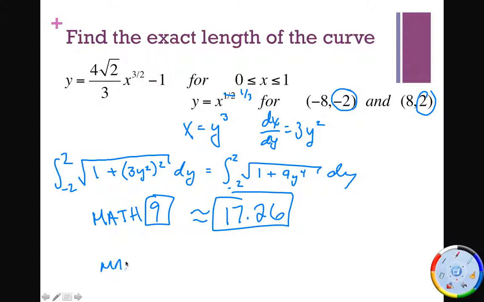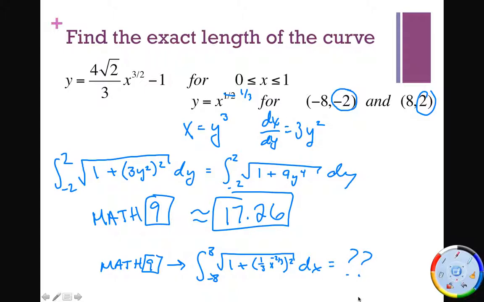What if you were to do Math 9 for this statement, going from negative 8 to 8 of the square root of 1 plus 1 third x to the negative 2 thirds, squared, dx? What would you get from that? I tested on my calculator the other day, and it says error. But you have to be careful. It tries to do some sort of multiplication by zero and a division by, it's weird. But don't do it this way, because this one doesn't work. This one shouldn't work mathematically for us.